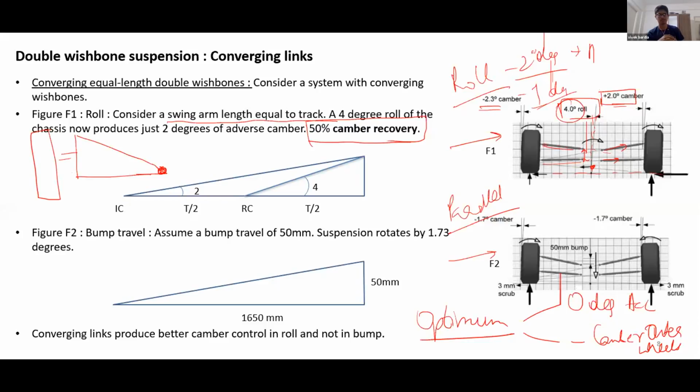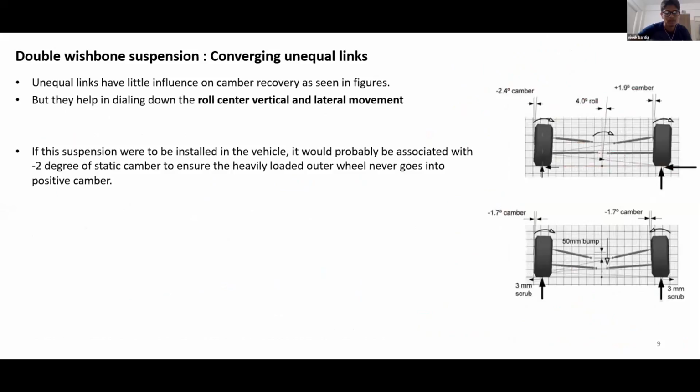Yeah, so let's continue. All right, so this is the final thing. Generally, what we use is converging unequal links, right? So the upper link is generally shorter in length than the lower link. The reason being that this helps in dialing down the roll center vertical movement.